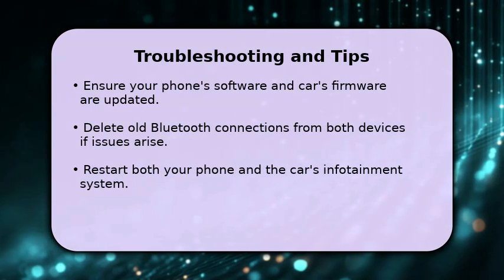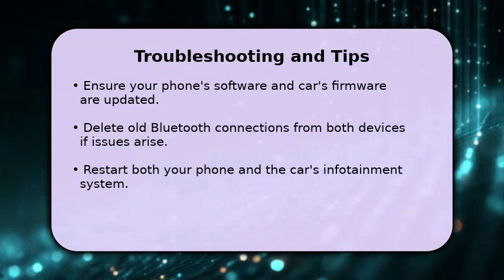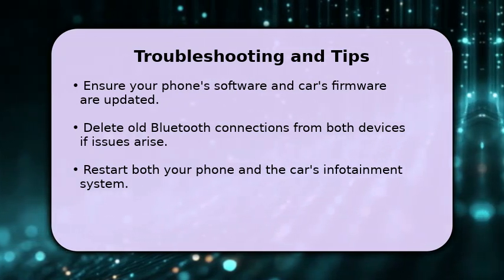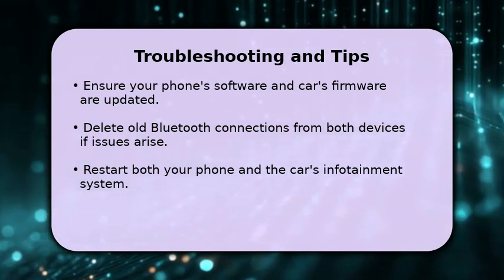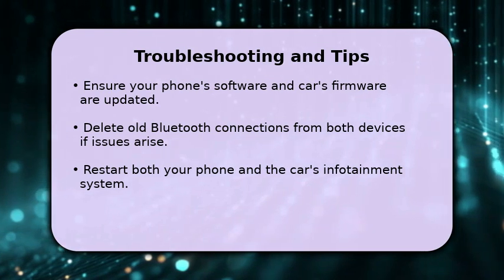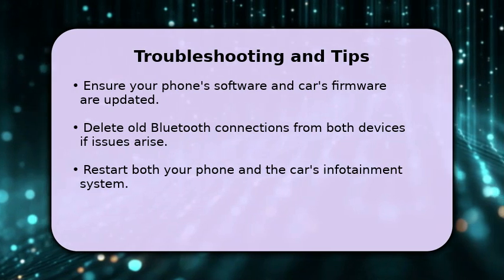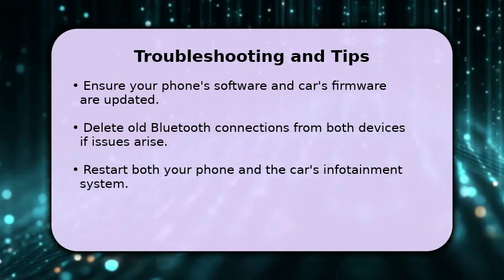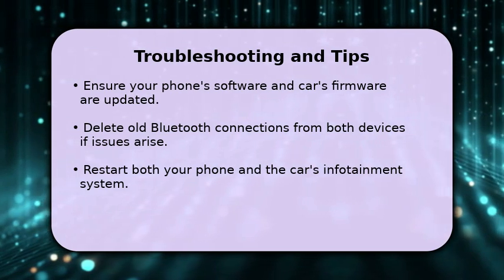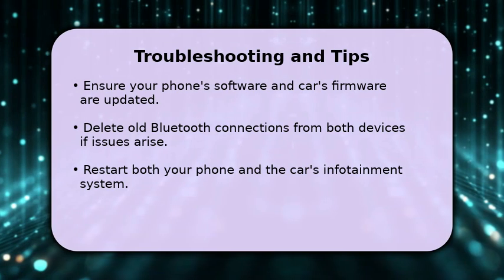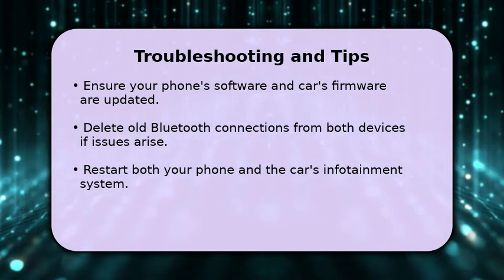If you encounter any connection issues, a few troubleshooting steps can help. First, ensure both your phone's operating system and your car's firmware are up to date. Try deleting old Bluetooth connections from both your phone and the car's system. A quick restart of both devices often resolves minor glitches. For specific details or persistent problems, always consult your Kia Optima's owner's manual for comprehensive guidance.